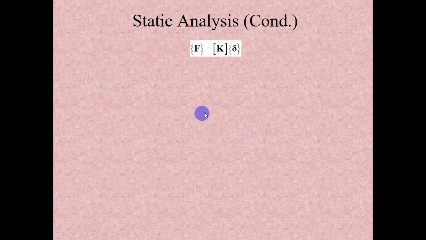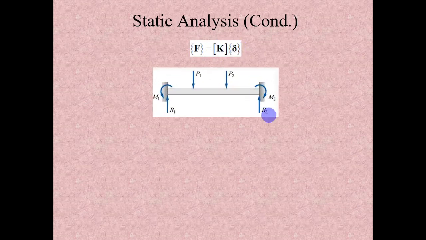In a static analysis, in all the commercial software or even manual calculation, there is a method called the stiffness matrix method. There are three matrices: one is the force matrix, another is the stiffness matrix, and another is the deformation matrix. For example, this is a plane frame analysis, like this simple beam having 2 degrees of freedom on each end.